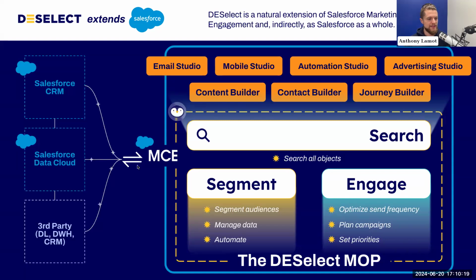On the right-hand side, you can see here Marketing Cloud Engagement, this big blue box. And in it, you have the studios that we're all familiar with and we love and use on a daily basis, such as Email Studio, Mobile Studio, Content Builder, and so on.